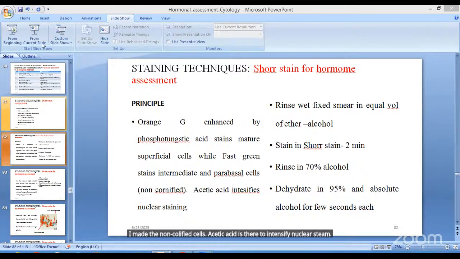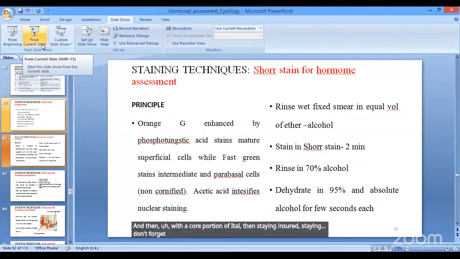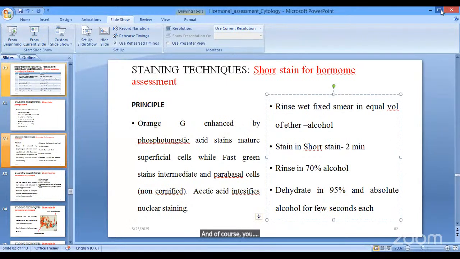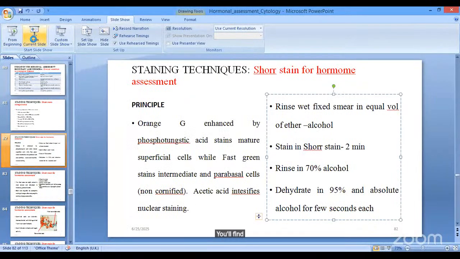So the protocol is to fix this smear wet, with equal portions of ether and alcohol, then stain in Shorr stain. Don't forget that Shorr stain is a rapid staining technique. Apply Shorr stain for 2 minutes, then rinse in 70% alcohol, and of course you follow it up with the other processes. You find it in the slide, you have it.